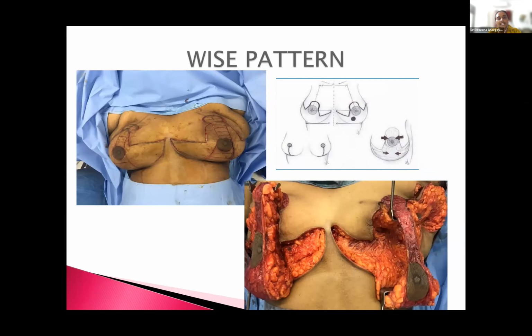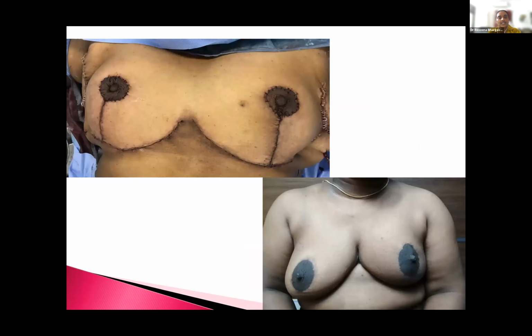As we can see, it can have either a superior or an inferior pedicle based supply. In this case, we have preserved both the upper and the lower pedicle. This is a case of a bilateral breast carcinoma. This is the immediate post-operative picture, and this is the picture following radiotherapy.